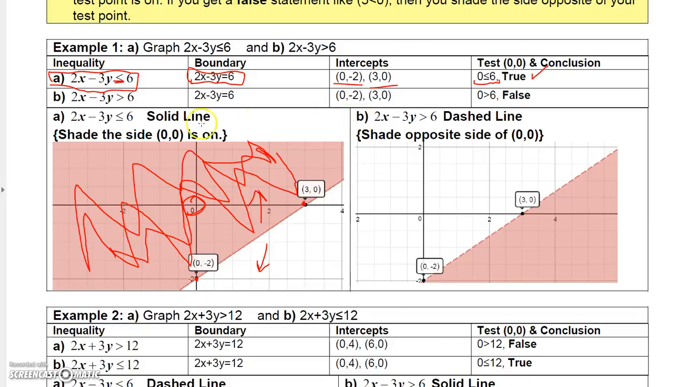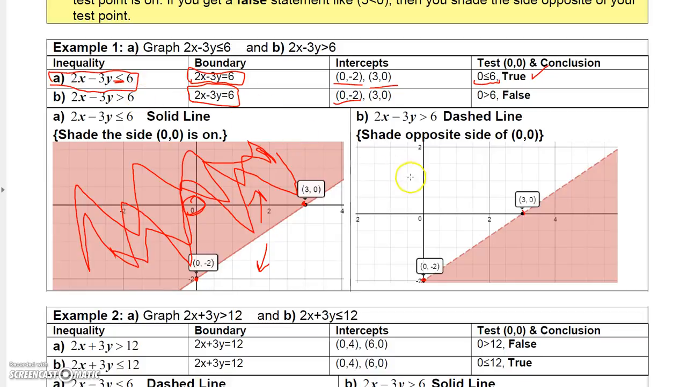Okay, now let's look at B. B says 2x minus 3y is greater than 6. It's the same equation, so my boundary is going to go through the same points, 0, negative 2, and 3, 0. But when I drew the line, notice that I drew a dashed or broken line. That's because this inequality does not have the equal to with it, which means the boundary or the line is not included. This is how I show that it's not included, just with a broken line.